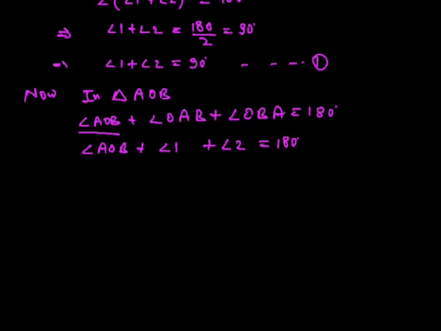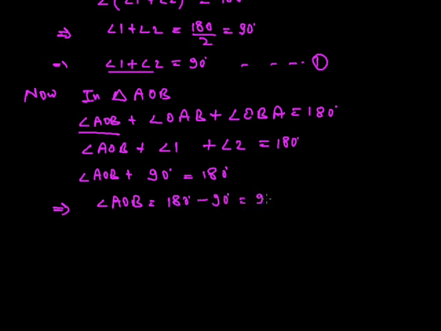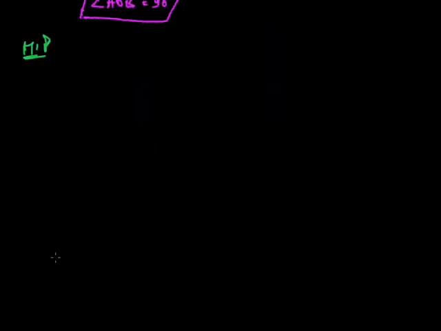So from equation number 1, we can put the value of angle 1 plus angle 2. So angle AOB plus 90 degrees is equal to 180 degrees, which gives us angle AOB is equal to 180 degrees minus 90 degrees, is equal to 90 degrees. So angle AOB is equal to 90 degrees. Hence proved. Next example.